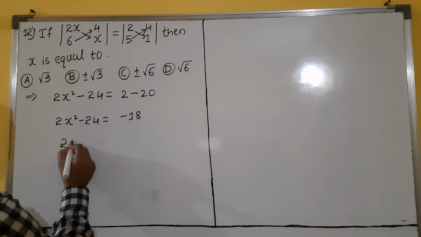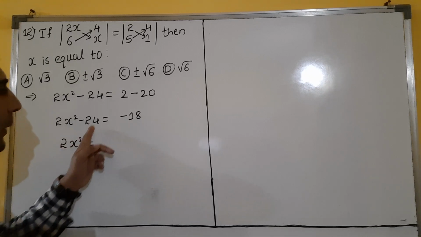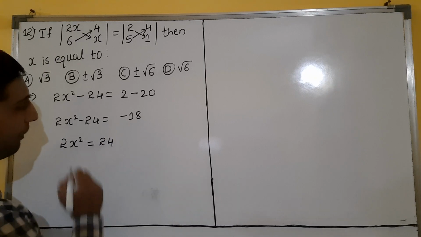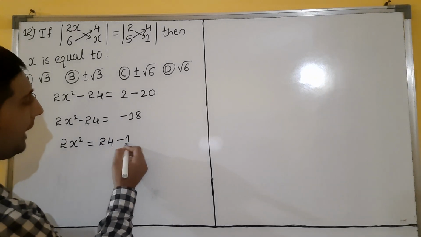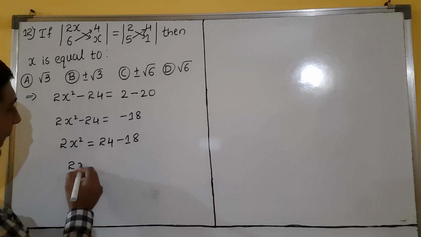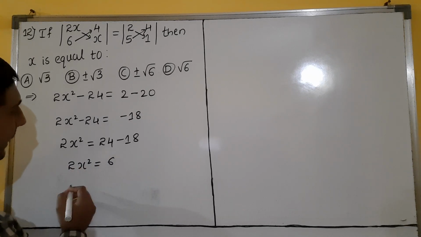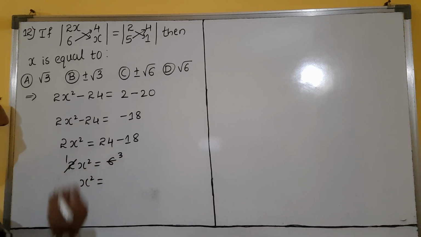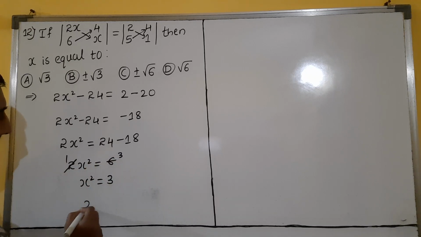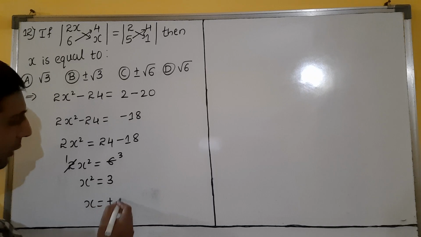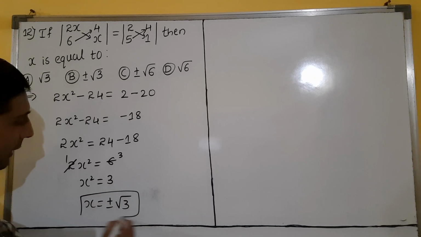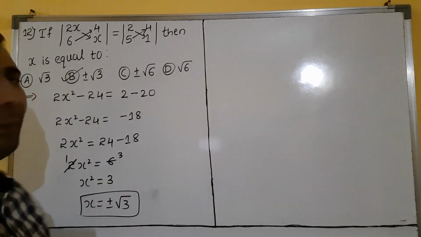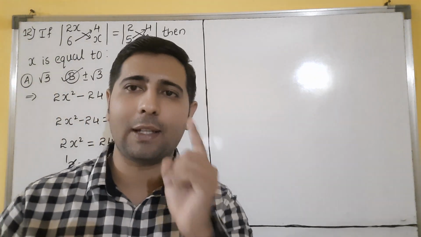So now see here, 2x square minus 24. Take this to the RHS, it becomes plus 24, minus 18 as it is. 24 minus 18 is how much? That is 6. 2 threes are 6, dear students. So x square is equal to 3. Send the square to this side: plus or minus square root 3. So this is our required answer, my dear students, and the option is matching with B. B for bingo. Bingo is our answer, dear students.